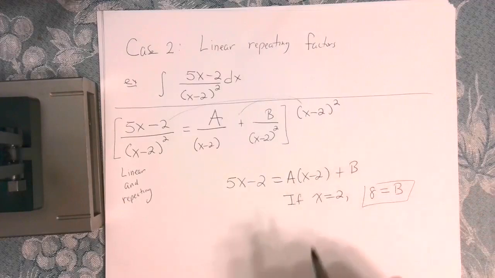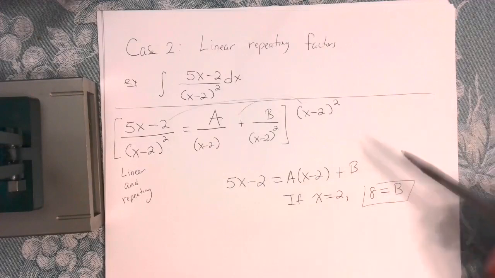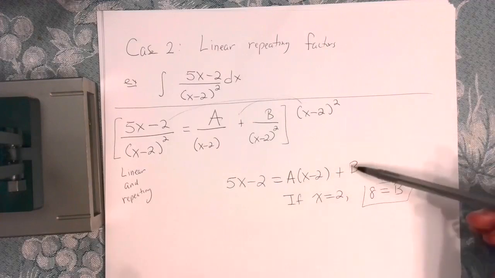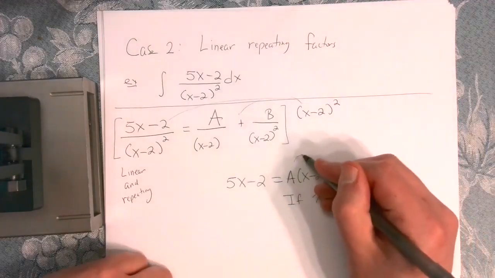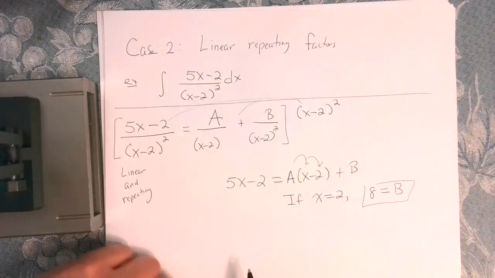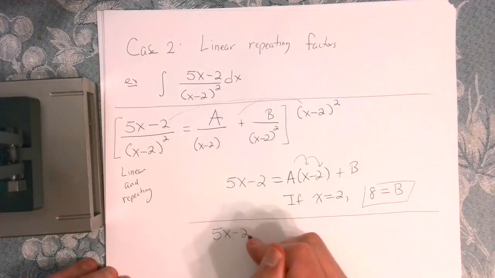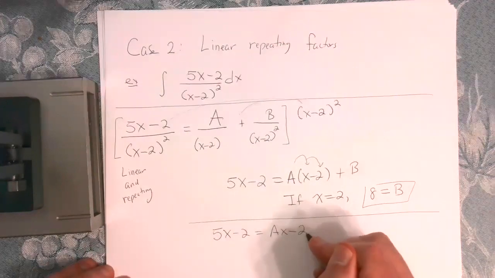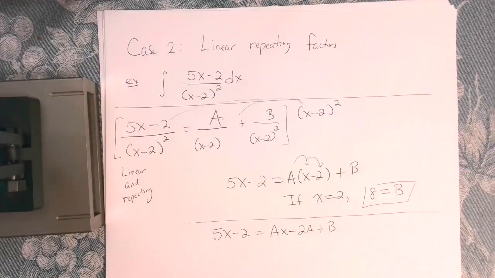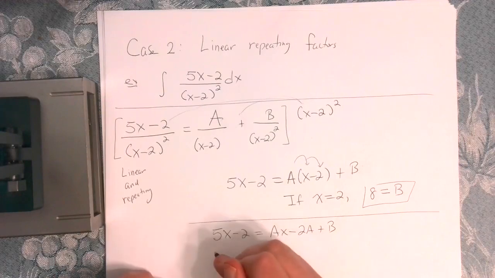Well, then the question becomes, how do I find A? Once we're stuck in a case like this where we can't find A, what you want to do is expand out your algebra. So that gives me 5x minus 2 is equal to Ax minus 2A plus B. And there's a clever observation we want to make. These are both polynomials of degree 1, sort of lines in a sense because x is to the first. And if these two polynomials are equal, then their coefficients must be equal.